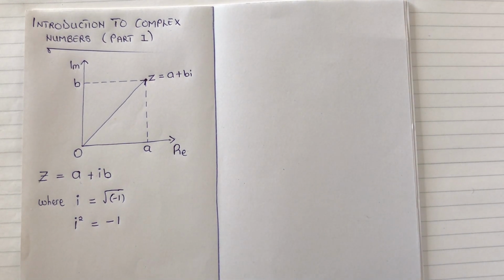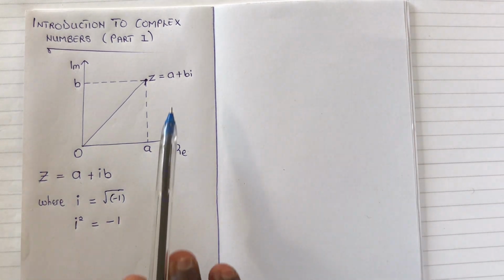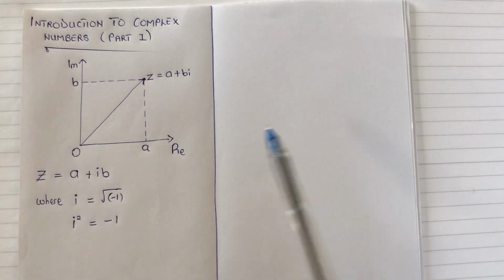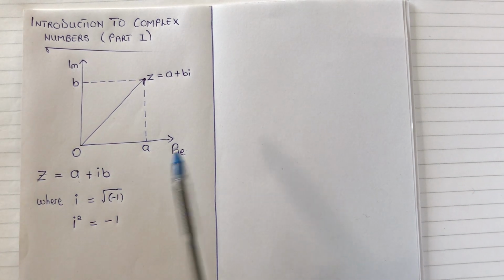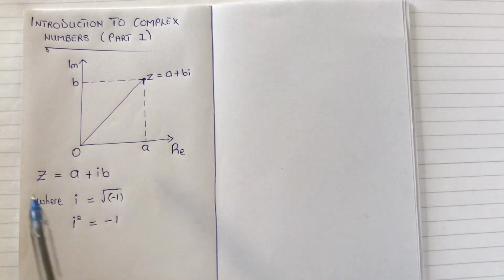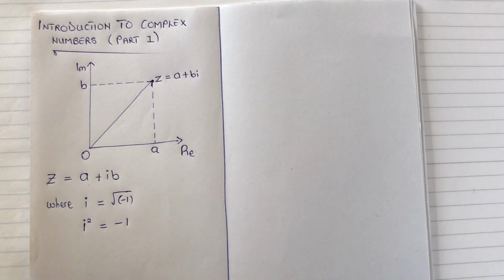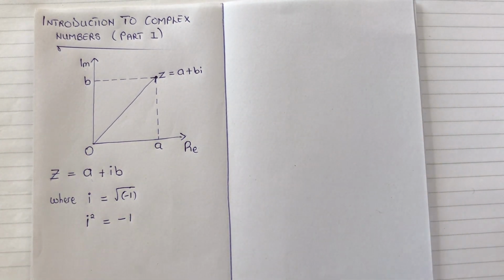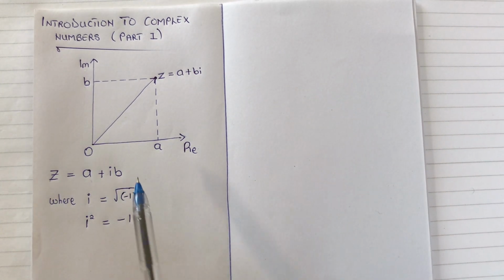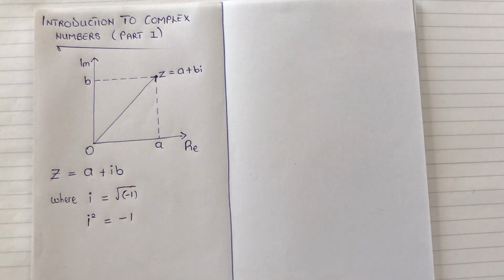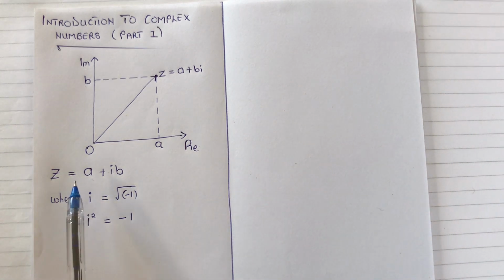Simply put, we say that it is the sum of the real numbers and the imaginary numbers expressed in the form a plus ib, or bi. So usually we represent the complex numbers with the letter z. It depends on whatever you come across, but we represent it with the letter z. And we say that a and b are the real numbers and i is denoting the imaginary unit.